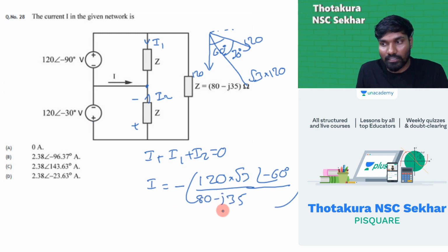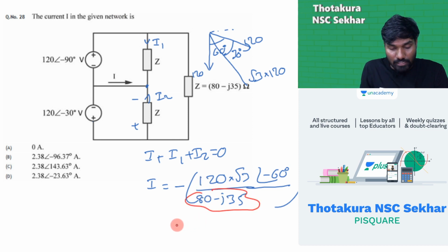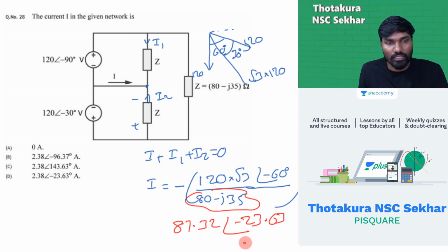Okay, there are again two methods for this. The easiest possible method for GATE: you should convert this into polar form, because the answer is given in polar form, and it's a division. For division, you have to convert things into polar form. So convert this into polar form. Okay, let me do that. 80 minus j35, if I convert that into polar form, you will get 87.32 at an angle minus 23.63.